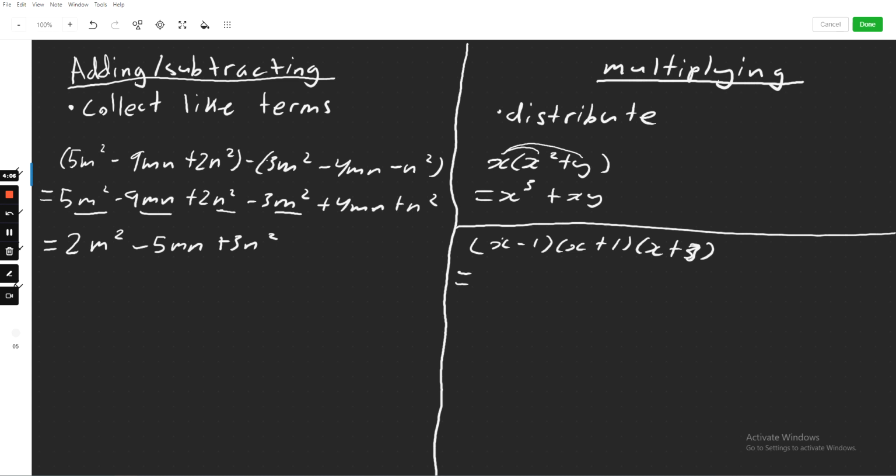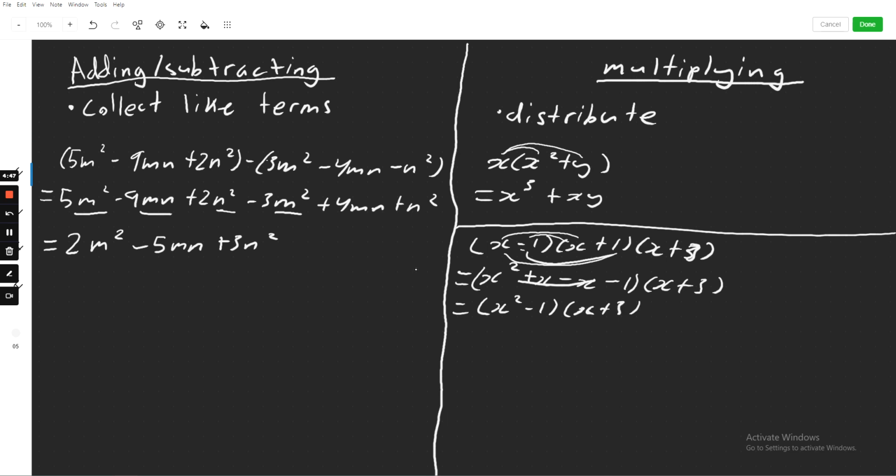So first terms, we would have x squared, then we have outer terms, plus x, then we have inner terms, minus x, and then we'd have last terms, minus 1. So of course we maintain and keep it in these brackets because we still have to multiply it by x plus 3. So these actually cancel out, so this will be equal to x squared minus 1 bracket x plus 3.